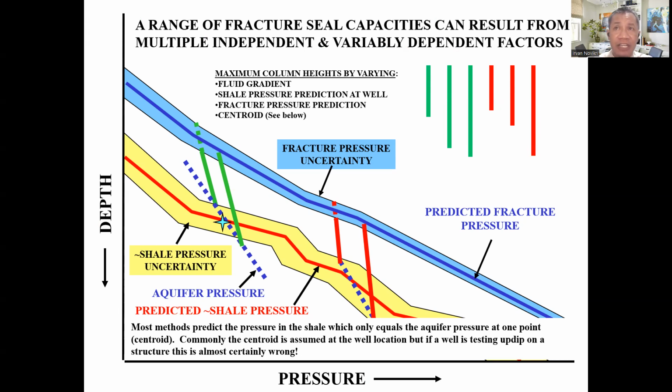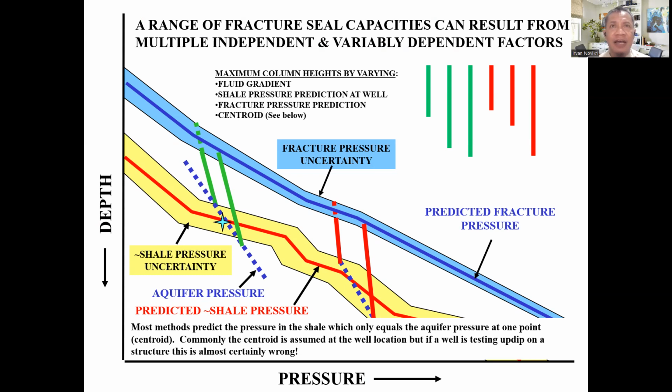The maximum column height in a well can be influenced by a number of factors, including the fluid gradient, shale pressure prediction at the well, fracture pressure prediction, and the centroid. By varying these factors, the height of the column of fluid in the well can change. It is important to note that the centroid, which represents the point where the pressure in the shale equals the aquifer pressure, is commonly assumed to be at the well location, but may be incorrect if the well is testing up-dip on the structure.